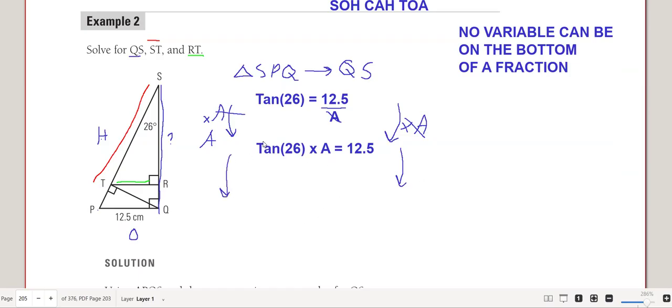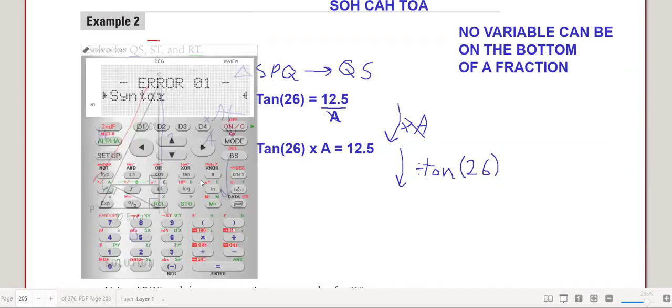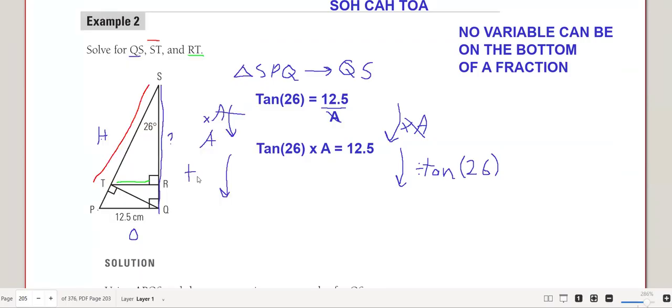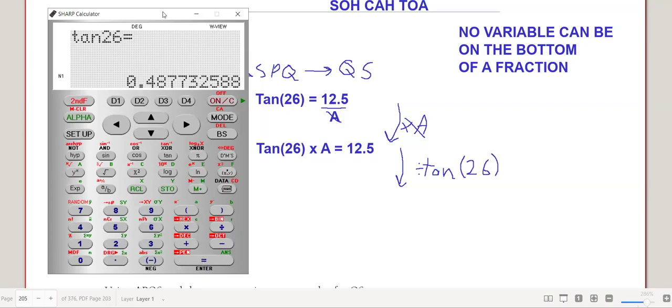What's attached to it? This tangent of 26. So now I'm going to divide by tangent of 26. Now you might be curious here. What do you mean you're going to divide by tangent? We just established yesterday that any number you divide by tangent breaks on your calculator. If I just divide by tangent, yes. But I am not just dividing by tangent. I am dividing by tangent of 26, which, as you remember, has a value. I am dividing by something of value.